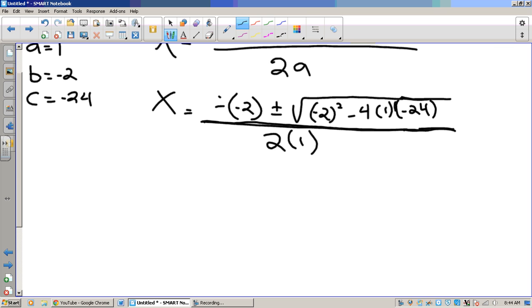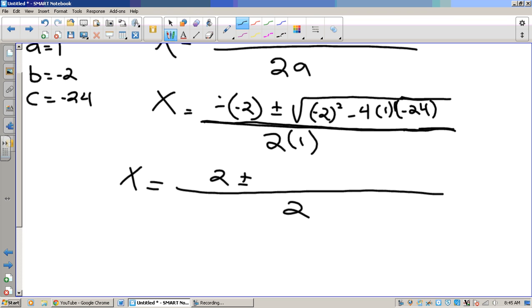I'm sorry, I put the equal sign. That's actually 2. X equals, I'm going to write this out over here. X equals 2 plus or minus, and then we have to do the math underneath here. We know 2 times 1 is just 2, so I can write that down. We have to do the math under here. So we've got the square root of, what's -2 squared? 4. Yes, thank you. 4 minus 4 times 1 times -24.